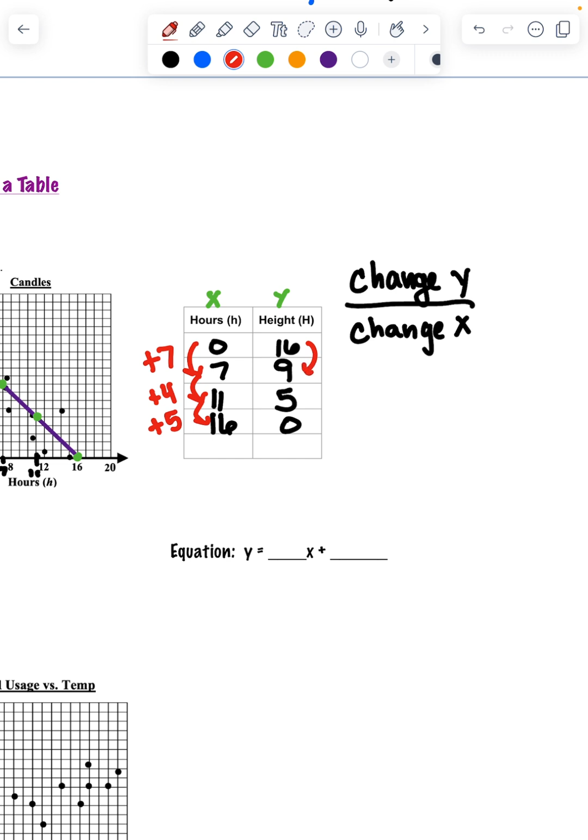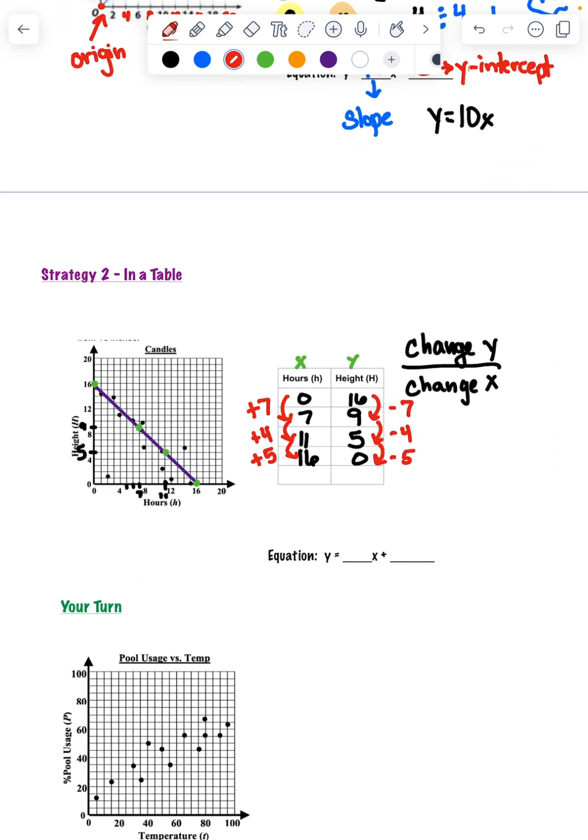If I look here, I'm decreasing. So I'm starting bigger and I'm going down, so I'm subtracting. I have -7, then -4, then -5. With this one, I'm going to pick one of those, and I need to make sure that I choose the same 2 points. It doesn't matter which 2 points I choose. In this case, I'm going to choose these points here to calculate my change.